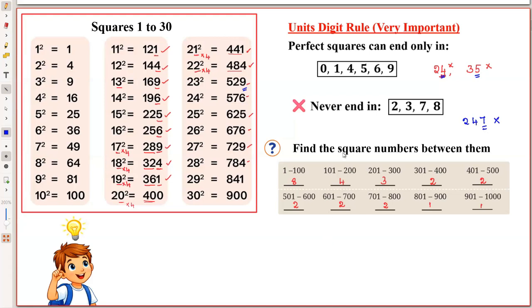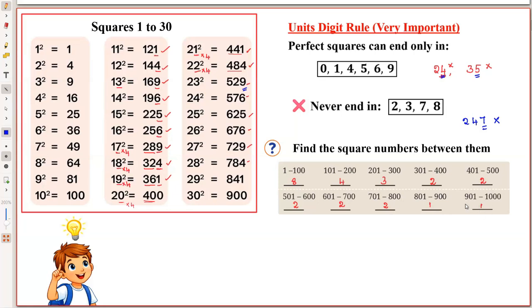Okay. The square numbers between 1 to 100, we have 8 numbers. You can just count. Between 101 to 200, 201 to 300, 301 to 400, we have 2 numbers. 401 to 500, 2 numbers. 501 to 600, 2 numbers. 601 to 700, 2 numbers. 701 to 800, 2 numbers. 801 to 900, only 1 number. 901 to 1000, only 1 number.